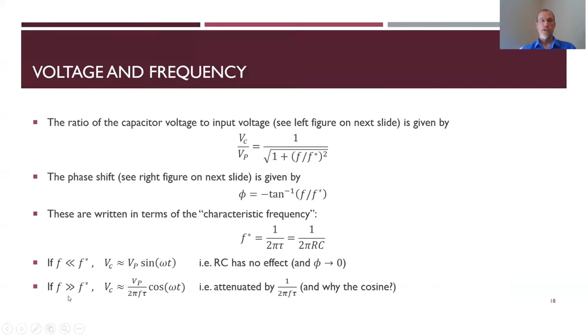On the other hand, if the frequency is very large, my amplitude goes down by a factor of 2 pi f times tau, so 2 pi times the frequency. Essentially, my voltage to the capacitor gets reduced by a factor of the frequency, whatever it is. So as the frequency increases, my amplitude decreases. And then I get a cosine omega t instead of sine. I'll let you figure out why that is. If you want to ask me in office hours, feel free to do so.